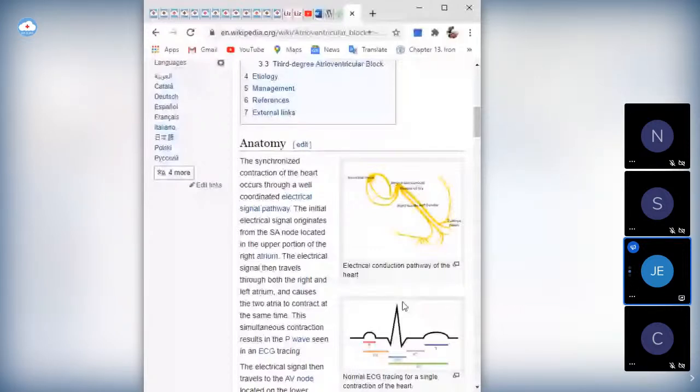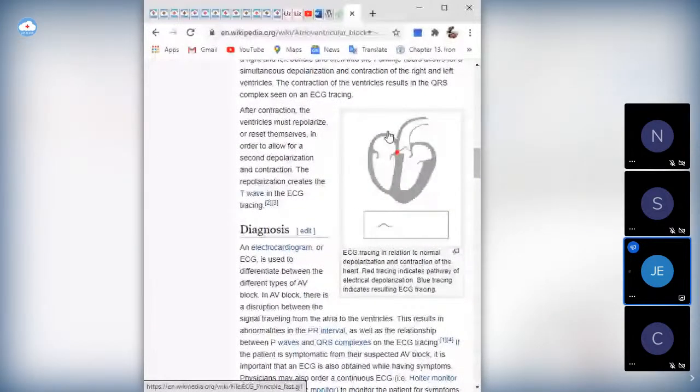Impulses generated from the SA node travel through the atrium to the AV node. The AV node is in the interatrial septum, somewhere here. From the SA node to somewhere here, the AV node. Then from there, it travels along the right and left bundle branches. Then it gets here, now travels through the Purkinje fibers, eventually to the ventricles.